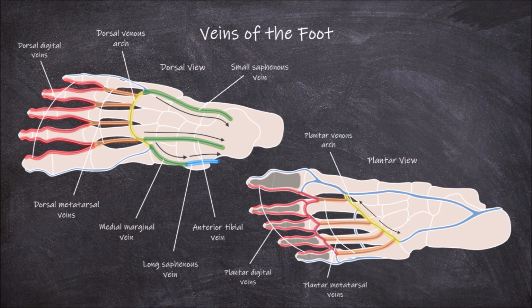This arch runs in an arch around the base of the metatarsal bones. The lateral side of this arch drains into the lateral plantar vein. The lateral plantar vein runs across from the lateral side of the foot to the medial side. The medial side of the plantar arch drains into the medial plantar vein. The medial plantar vein runs proximally along the medial side of the foot.